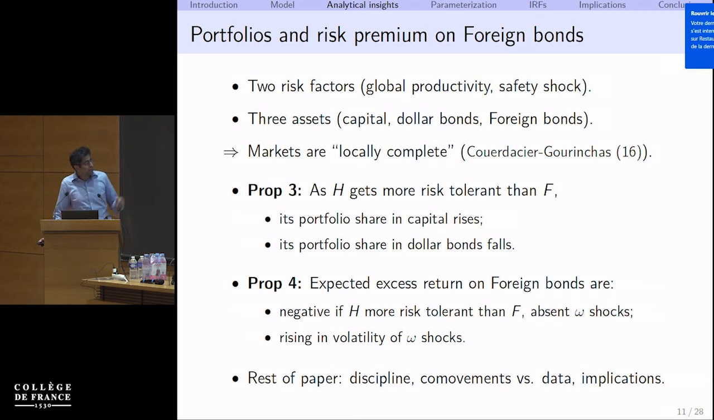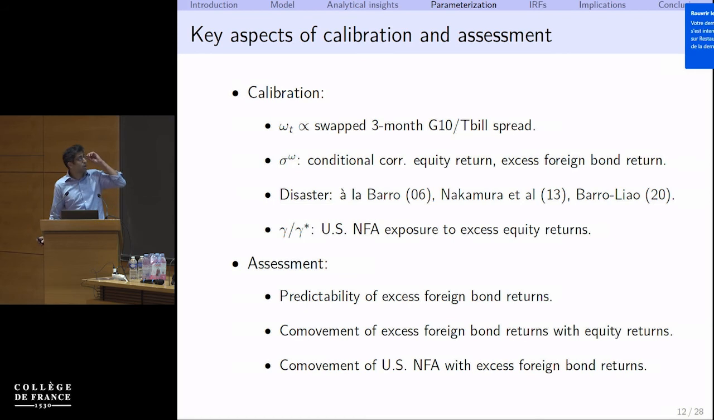Okay, so let me talk briefly. How do we calibrate this type of model? As I mentioned at the very beginning, we're going to discipline the stochastic properties of the safety shock with the G10 T-bill spread. So this is using the work of Du, Im and Schreger. We're going to use things like the persistence and so on calibrated directly from the data, but we will calibrate the volatility of these safety shocks to match the conditional correlation of the global equity return and the excess foreign bond return. In other words, leaning on the structure of the predictions of the model, we calibrate the magnitude of these shocks to match the negative beta of the dollar in a conditional way.